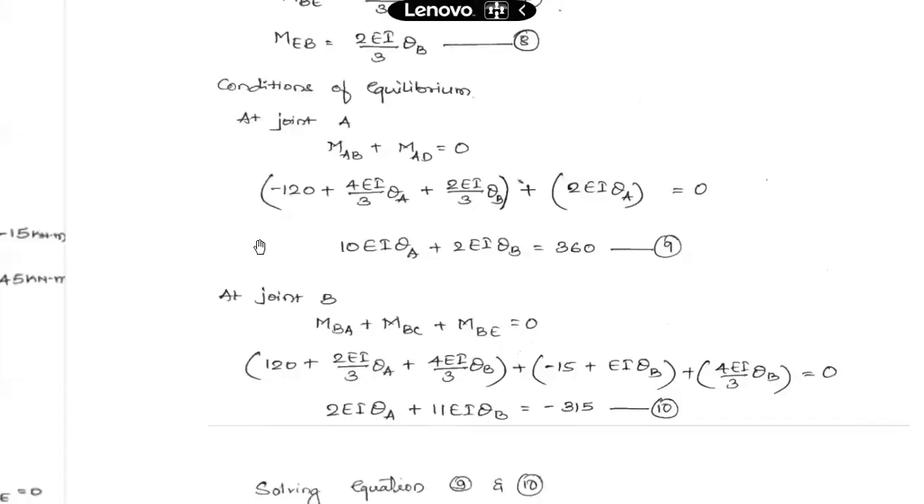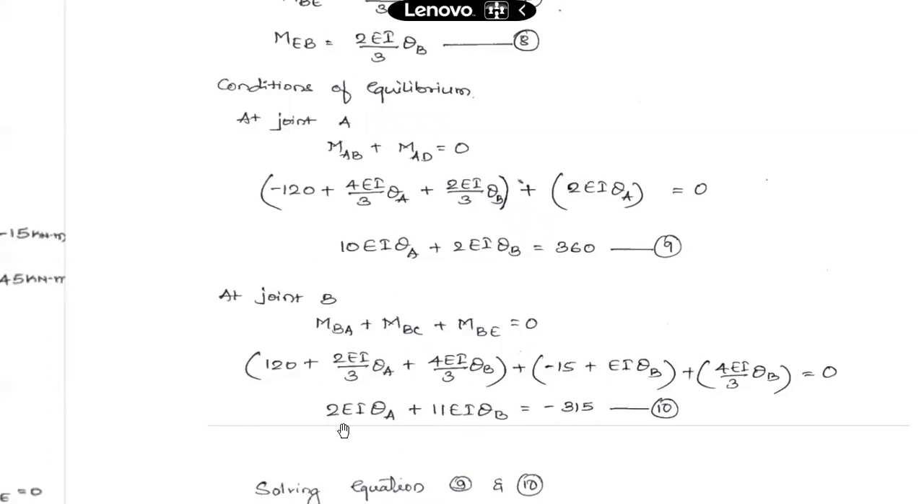On substituting, you will again get an equation in terms of unknowns only. That will not directly solve your equation and give you the unknowns. These conditions of equilibrium may result in some more equations in the unknowns. So when I take the first condition of equilibrium, it gives me an equation: 10EI into theta A plus 2EI into theta B is equal to 360. That I would call equation 9. Similarly, when I take the second condition of equilibrium, MBA plus MBC plus MBE equal to 0, that results in another equation in terms of theta A and theta B only.